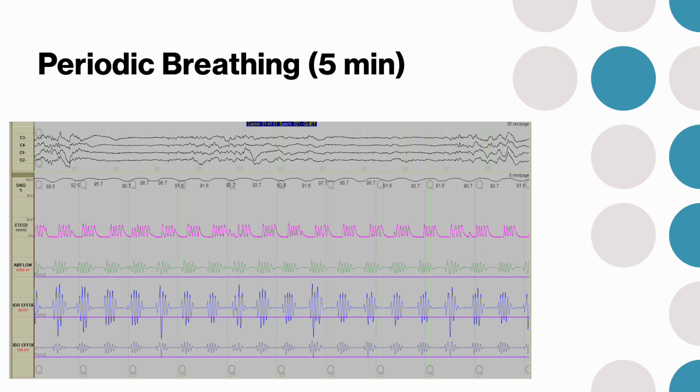Here's a 5 minute window of periodic breathing. Again, it doesn't have that waxing and waning. It looks like coils that are connected to each other by a straight wire. Usually after a central apnea, there's a big hyperpneic breath to compensate for not breathing so long. This doesn't have it. It's just, I'm not breathing. No, I'm breathing. I'm not breathing. No, I'm breathing.